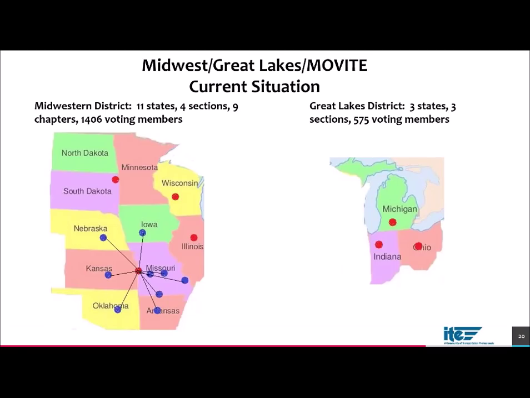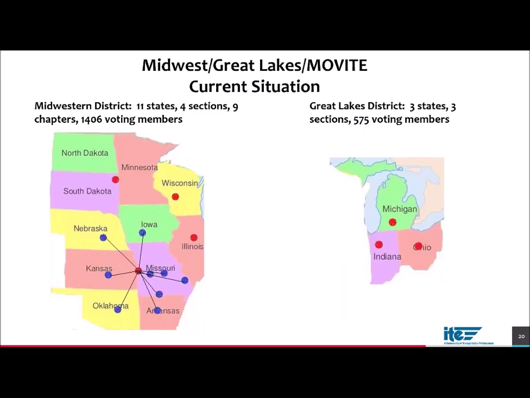The next one is in the Midwest and Great Lakes. The Midwest district is currently 11 states and 4 sections, but the MOVITE section is the one you see with all of the chapters, with 9 chapters. And the MOVITE section by itself actually operates a lot like a district, quite successfully. The Great Lakes district, on the other hand, is just 3 states with 3 sections and fewer than 600 voting members. And its board governance is not set up consistent with most of the other districts in terms of the way its board is organized.